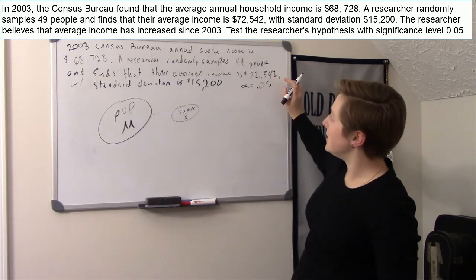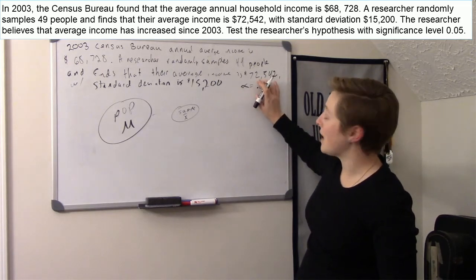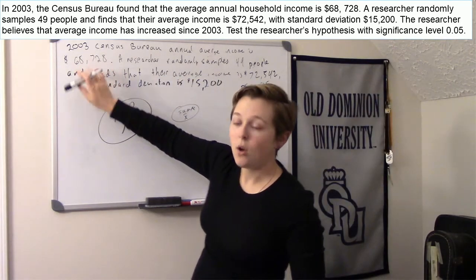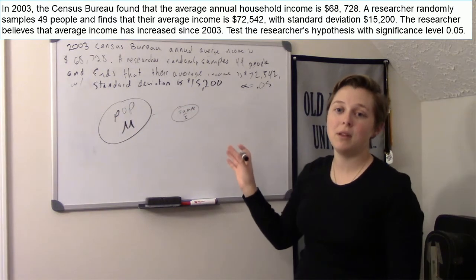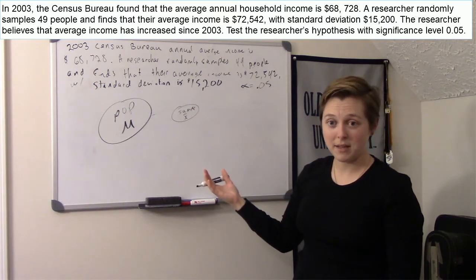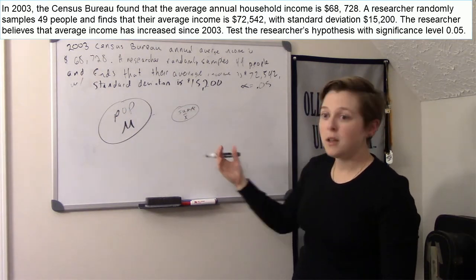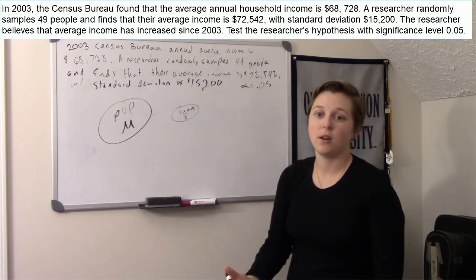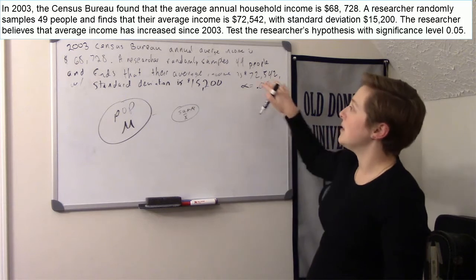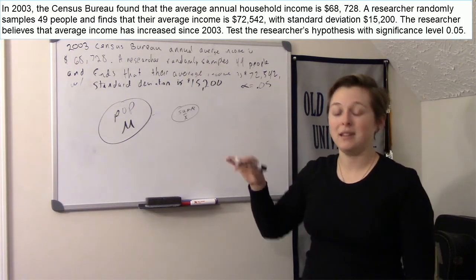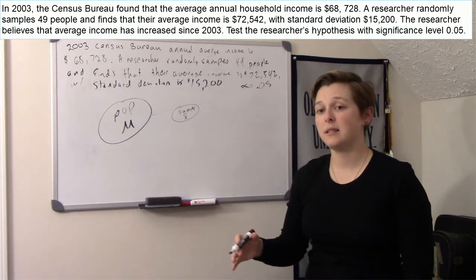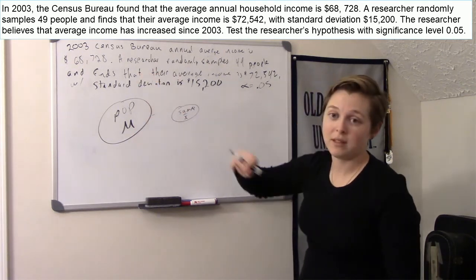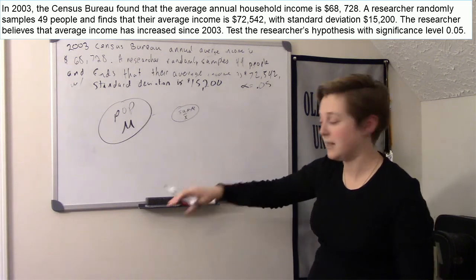So the question is, is this 72,000 significantly more than 68,000? Or is it just due to random variability that you see it is more? Make sense? Okay, so let's go through how to do that. That's what hypothesis testing is all about: trying to determine if something is significantly different than another thing, significantly more or significantly less than the population number or the previous number, right? So that's what hypothesis testing is all about.